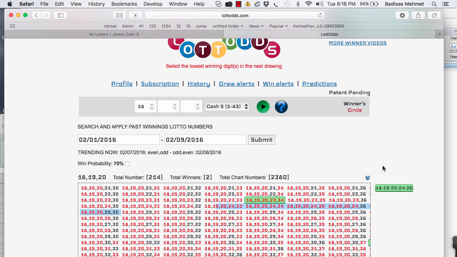So it's taking time. That's why we weren't able to get to other states. We'll do that after we finish the pick 3 and pick 4 prediction tool.